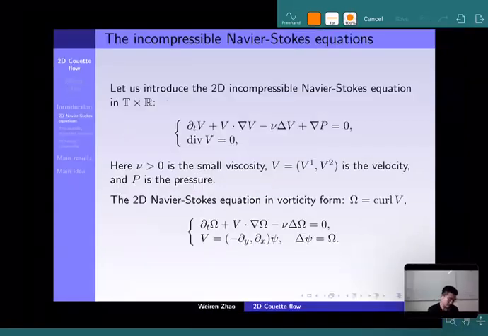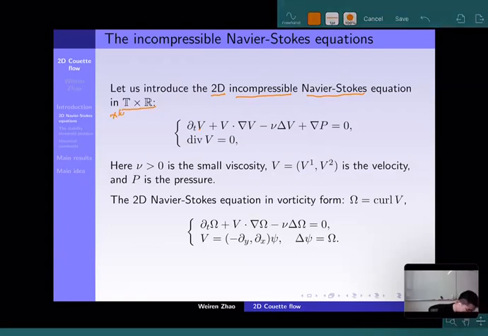Okay, so let's start from this very simple equation. This is the 2-dimensional incompressible Navier-Stokes equation. V here is the velocity. It has 2 components, the horizontal component and the vertical component, because we restrict ourselves to 2D. The domain in the X direction is a torus, and in the Y direction is the whole space. So in the X direction it is periodic, and in the Y direction there is no boundary effect. And then here we have a very small parameter nu, a small positive constant.